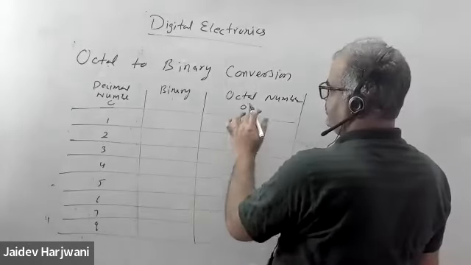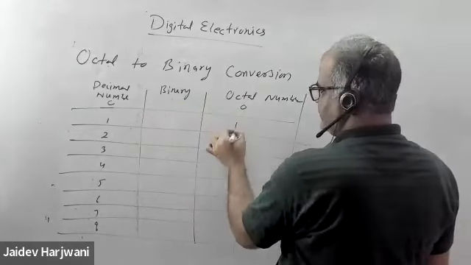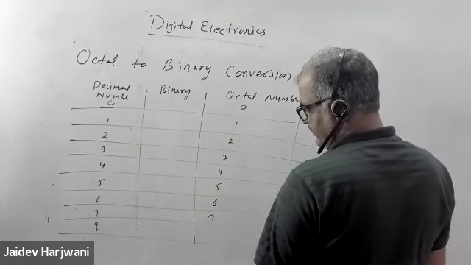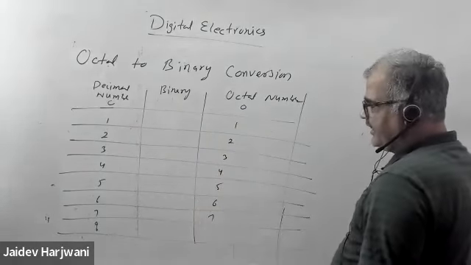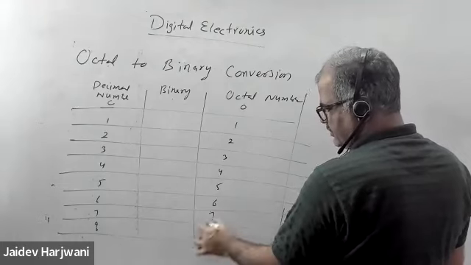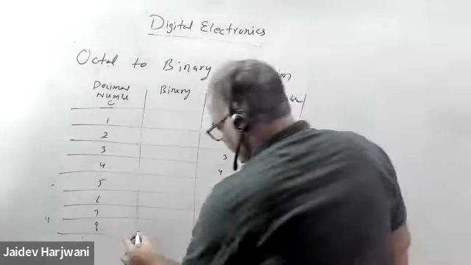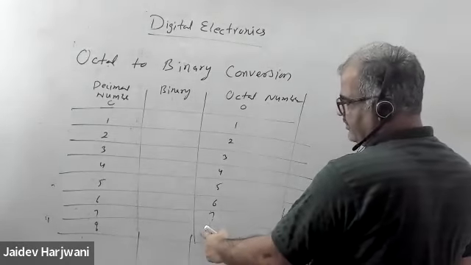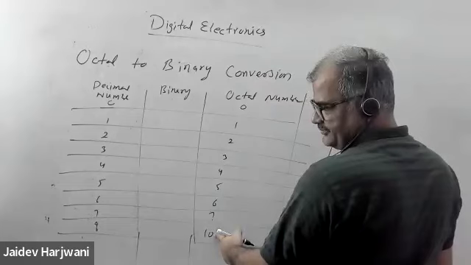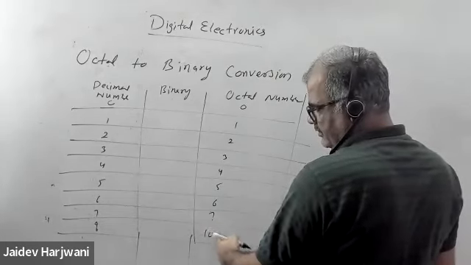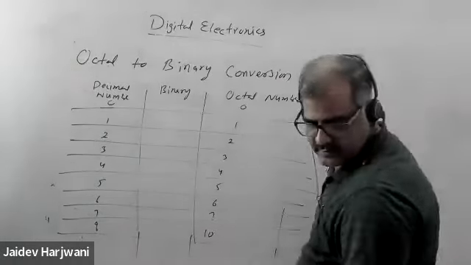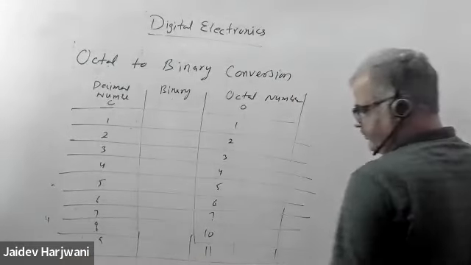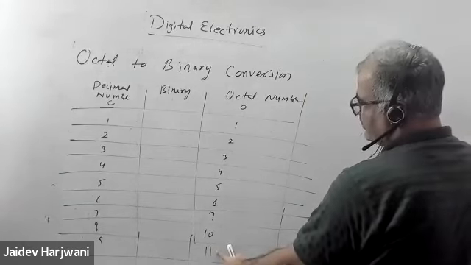So the octal equivalent of decimal 1 is 1, 2 is 2, 3 is 3, 4 is 4, 5 is 5, 6 is 6, 7 is 7. Okay, 8 is, if I want to write 8, what should I write? 10. Okay, if you multiply, it's 8 power 0, 8 power 1. Okay, it has become 8. If you want to write 9, how can I write it? 11.